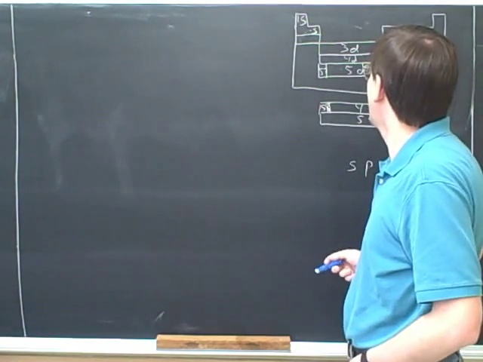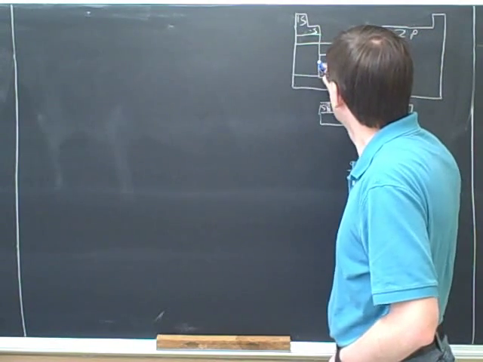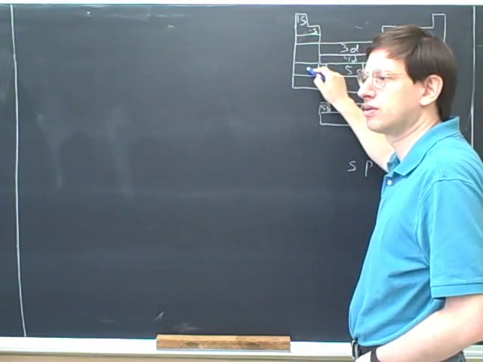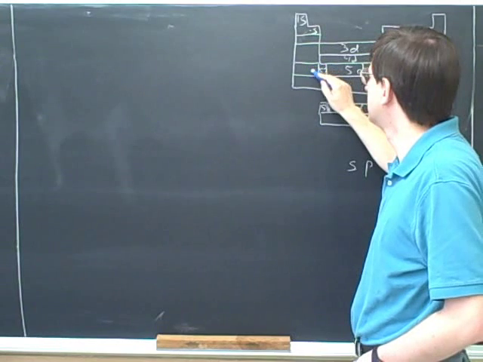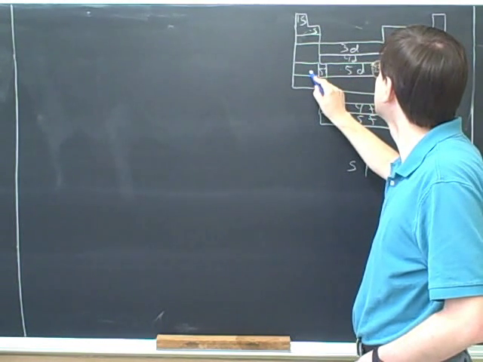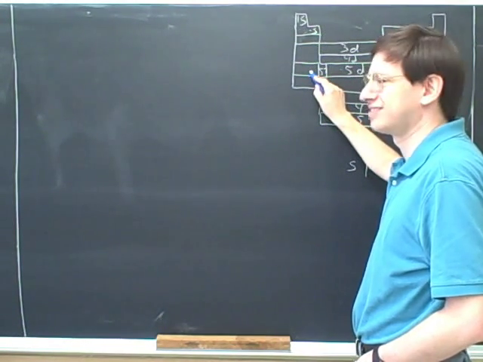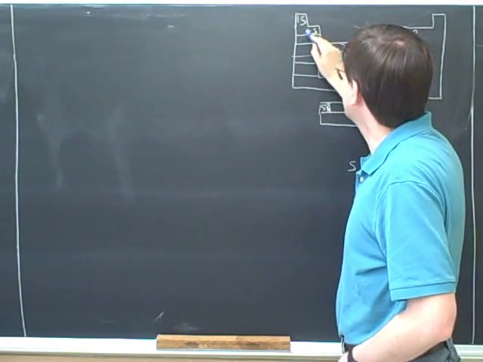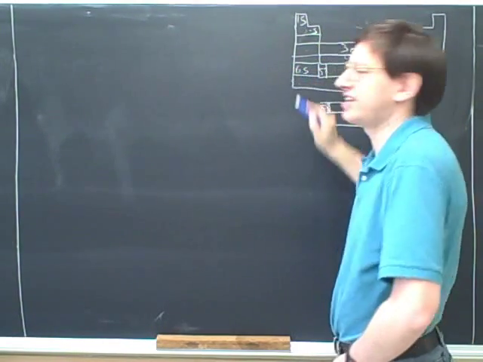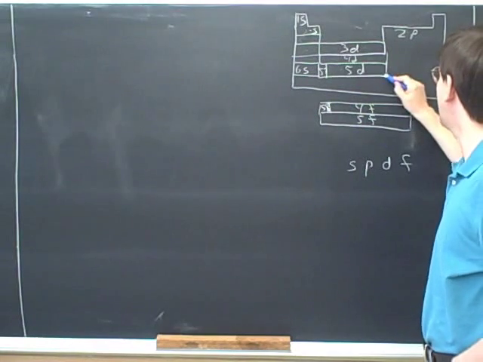For that matter, what block would this be? It's a 5S. Oh, no, it's a 4S. No, 6S, because it goes 1, 2, 3, 4, 5, 6S. That's right. And how about this over here?